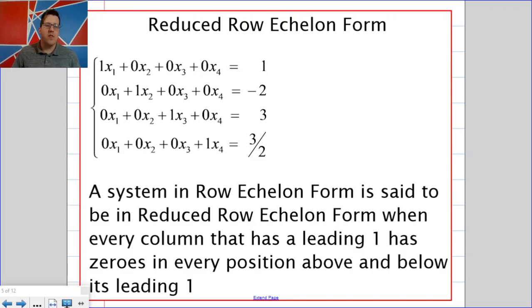If you have a system that only has 1s on the main diagonal and 0s everywhere else, that is called reduced row echelon form. And the nice thing about it is that we can immediately see our answers, our solutions to the previous problem, right there in front of us. So we're going to investigate, how do I put a system into reduced row echelon form? And if I don't go that far, then how can I use back substitution to solve my system of equations?